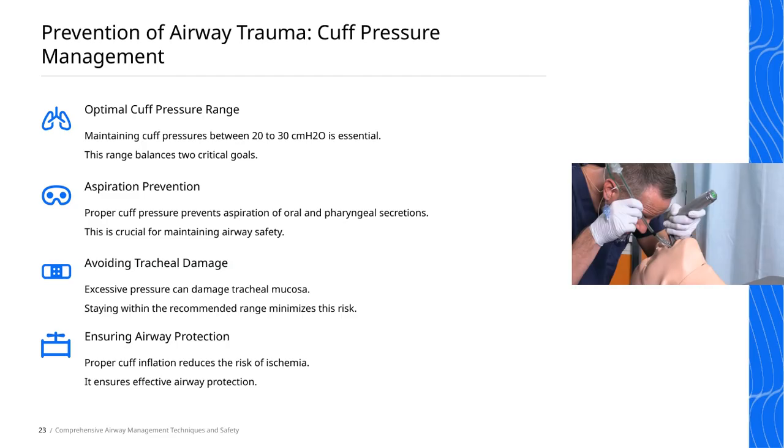So, what is the optimal cuff pressure range? Maintaining pressures between 20 to 30 centimeters of water, cm(H2O), is considered ideal. This range strikes a balance, ensuring the cuff is tight enough to protect the airway but not so tight that it causes tissue damage. In summary, managing cuff pressure properly is a vital part of comprehensive airway management, helping us keep patients safe from trauma and aspiration while ensuring effective ventilation.